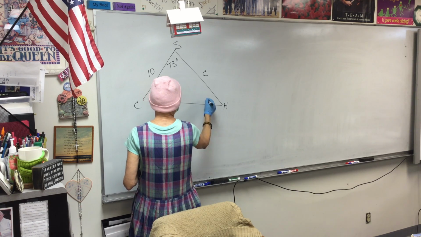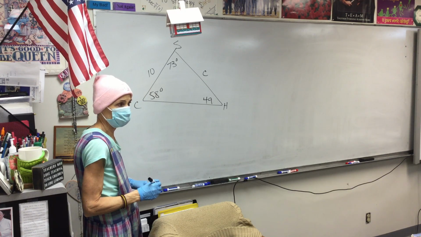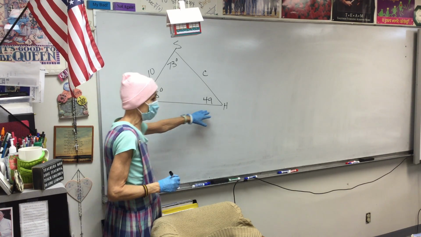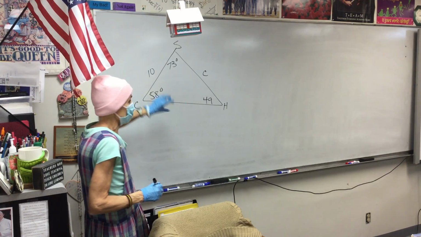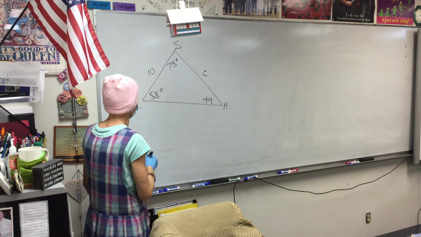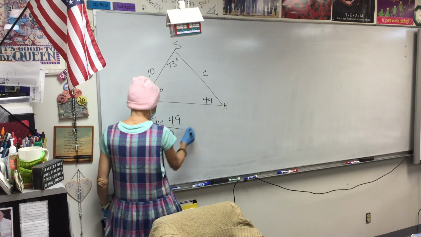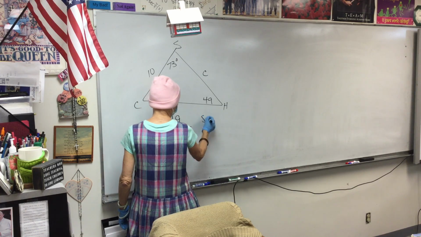49. He did that with no calculator, is he right? How do we find that third angle? Subtract these two from 180. Okay, now what, Dan? And then you will use sine 49 over 10 equals sine 50 over C.